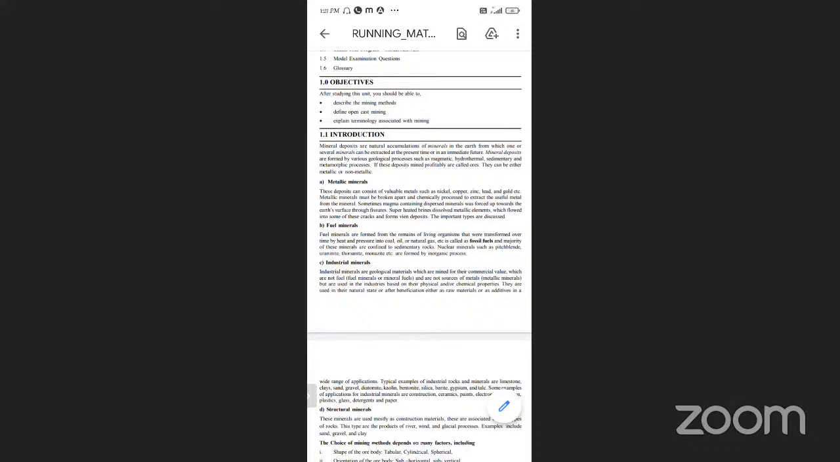If these deposits are mined profitably, they are called ores. They can be either metallic or non-metallic. So the mineral deposits are the natural accumulations of minerals, the deposits which are accumulations of minerals naturally in the earth, from which one or several minerals can be extracted at the present time or in an immediate future.